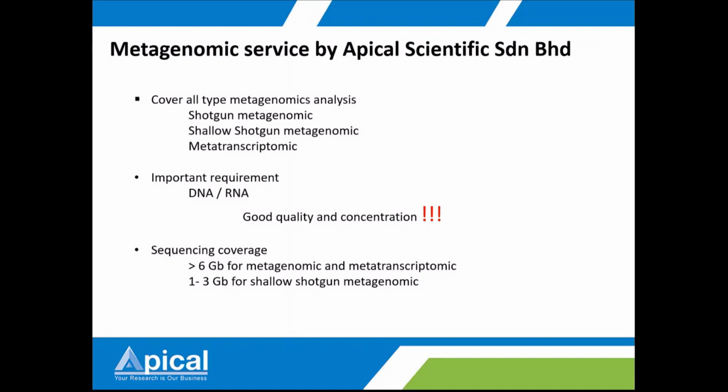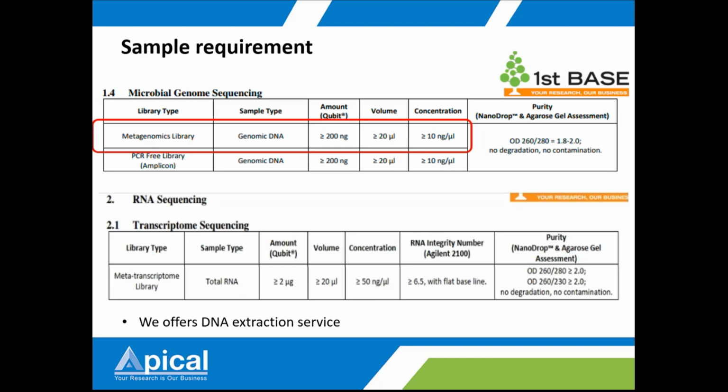And for the shallow shotgun metagenomic, we do about 1 to 3 GB. Okay, so about the sample requirement required by Apical Scientific: if you want to go for the metagenomic analysis, this is also applicable for the shallow shotgun metagenomic.